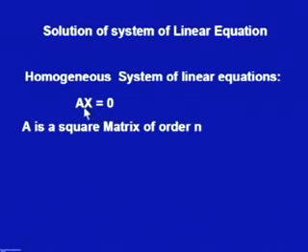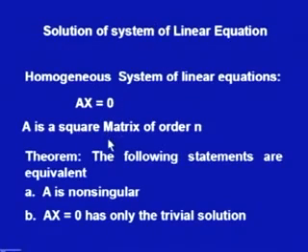Now, we call this equation homogeneous because the right hand side is 0 and all the equations are having homogeneous terms, that is all terms are involving an unknown variable x in degree 1 and there is no term which is constant, and on the right hand side we have 0 only. So, A is a square matrix of order n.